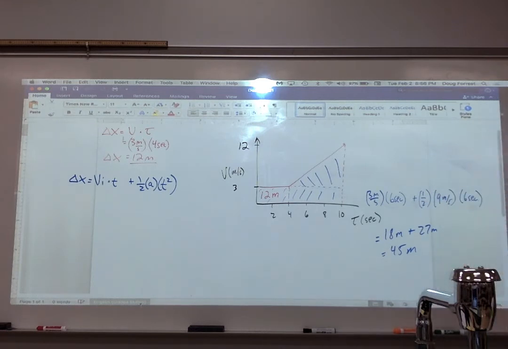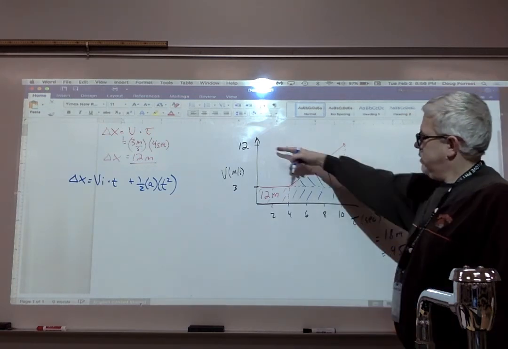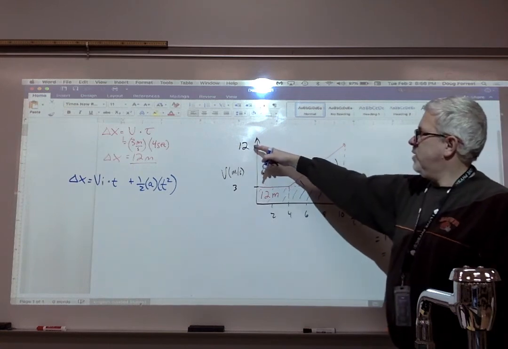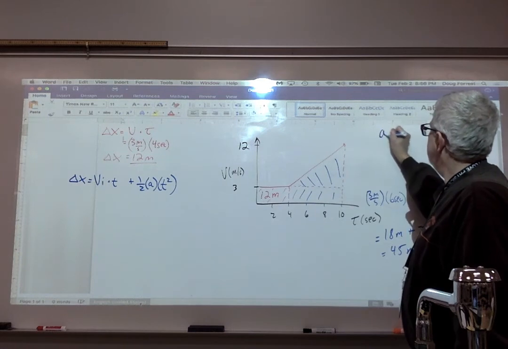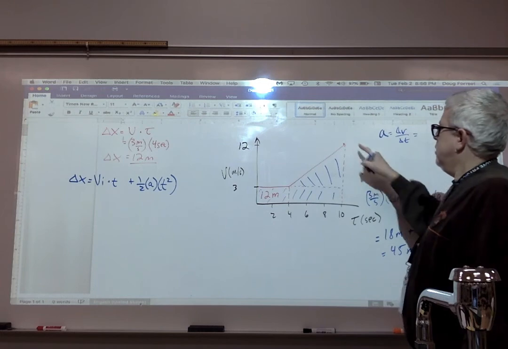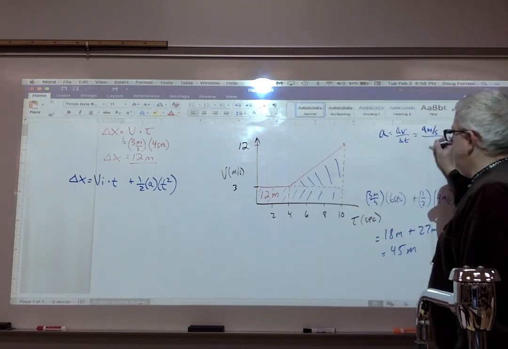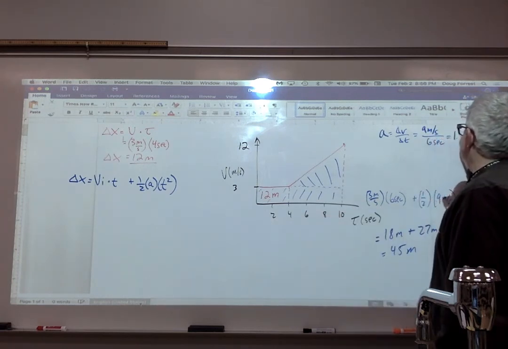Well, how can I get that mathematically using a formula? I need to be able to get this acceleration. The acceleration is simply the slope of a line. So this slope I can find by saying change in velocity over change in time. 12 minus 3 is 9 meters per second, over 10 minus 4 is 6 seconds. The acceleration is 1.5 meters per second squared.